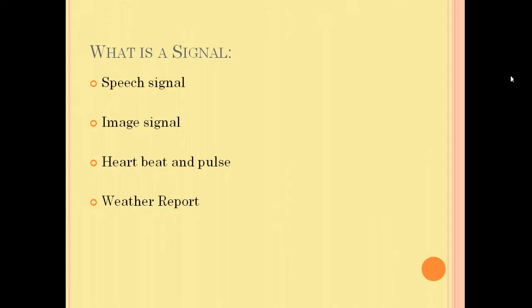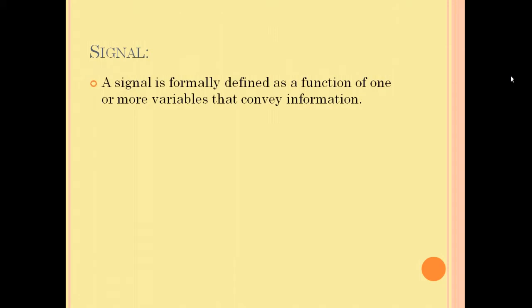With these examples, let us define what is a signal. A signal is formally defined as a function of one or more variables that convey information. The speech signal carries some information which is varying with respect to time. So, I can say that the speech signal is a one dimensional signal as it is varying with respect to time. When you listen to my voice, sometimes it will be high in pitch and sometimes it will be low in pitch. That is, it is varying with respect to time. So I can say that it is a one dimensional signal.